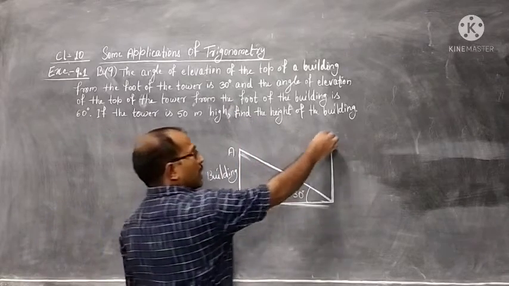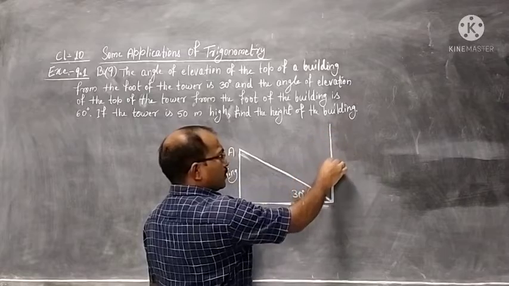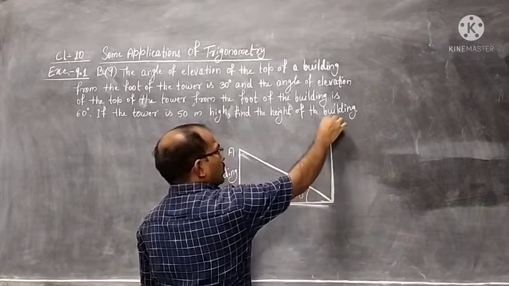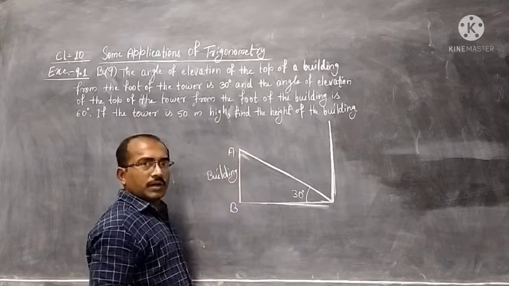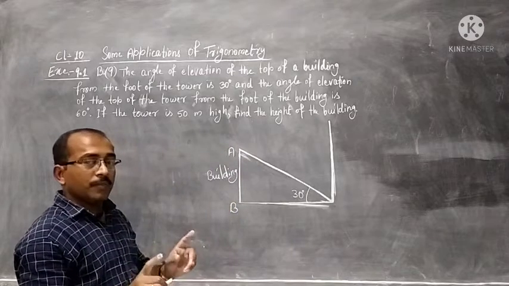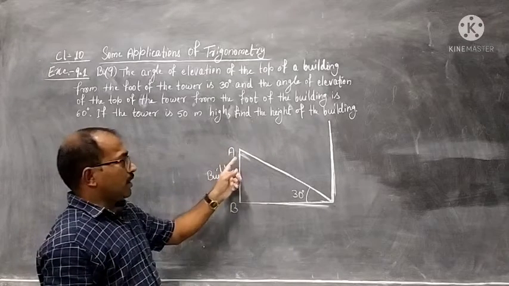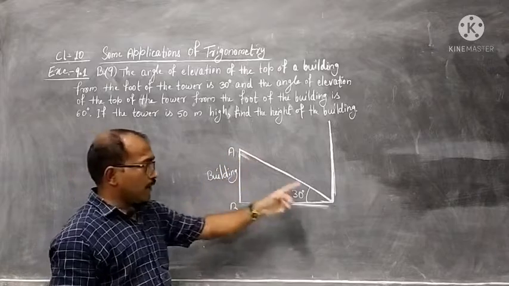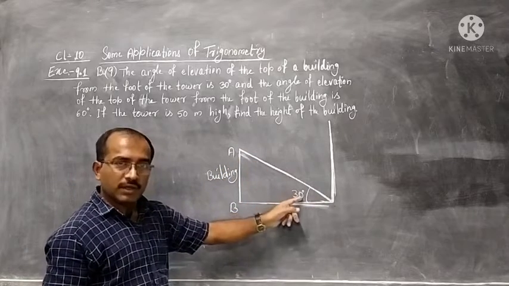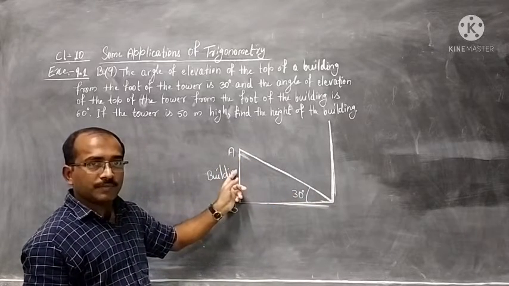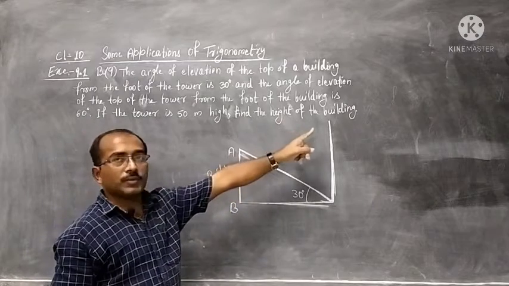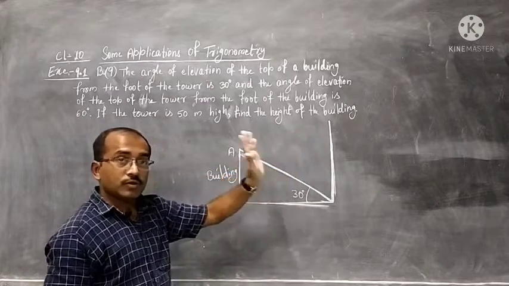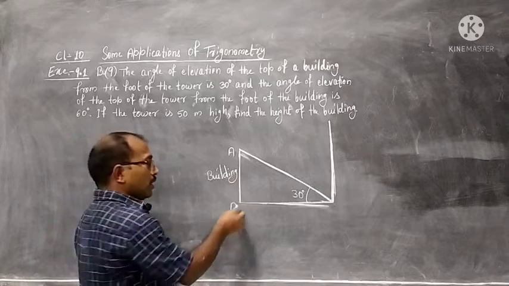So, when we draw the diagram, after understanding the question, we will show that the tower is taller than the building. I hope you got the idea. How? The angle of the top of the building when seen from the foot of the tower is 30, so the building is shorter, and from the foot of the building the elevation of the top of the tower is 60. So, the tower is taller than the building.